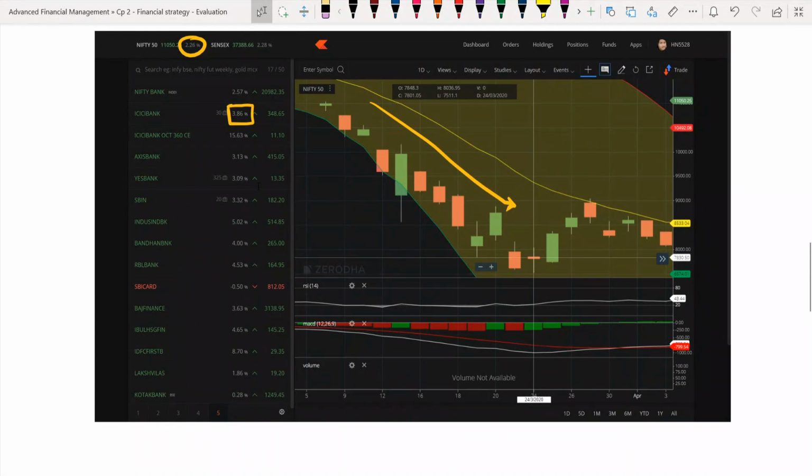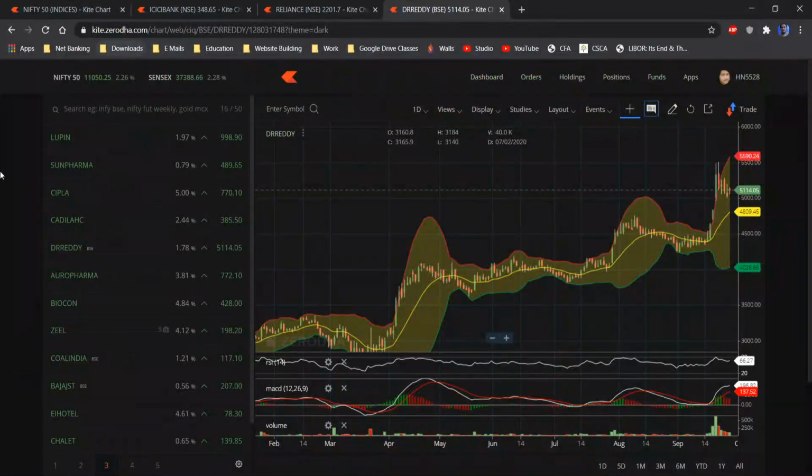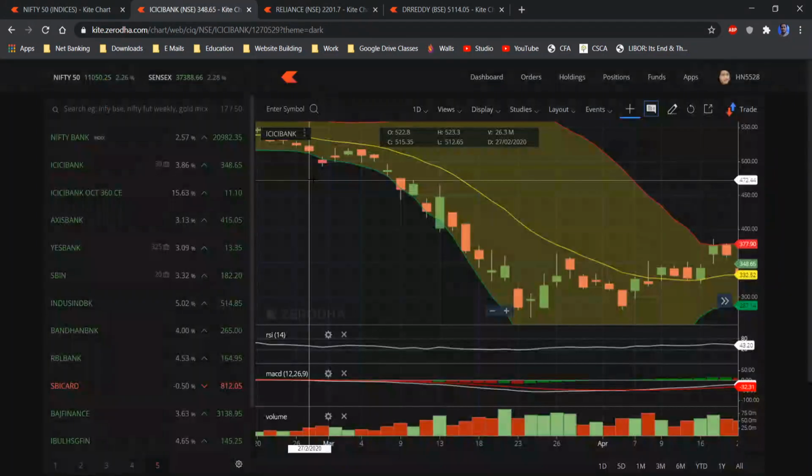Instead of that, you can do this for multiple days over a span of 60-90 days and then calculate an average change. Again, standard deviations and all that stuff also you can use. I'm just giving you a glimpse of how to identify the beta factor. Let me just show you that as well.